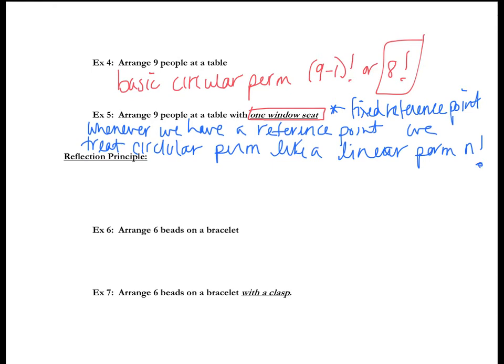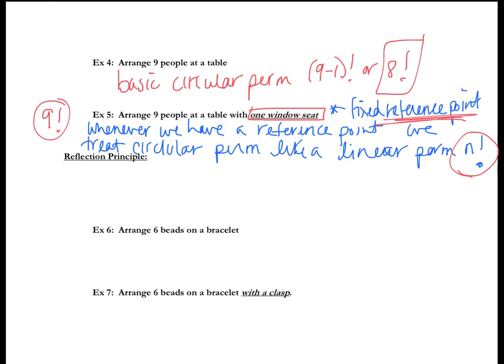The reason why is because that reference point gives us a definitive starting point. The whole reason why with circular permutations we do n minus 1 is because there's no set starting point. However, if we have a specific seat, sitting by the window, or the head of the table, or a special bead on your bracelet, that gives a fixed point of reference and no longer is it considered circular. In that case, we're going to do n factorial. So here, when we have 9 people at a table with only 1 window seat, we would do 9 factorial.